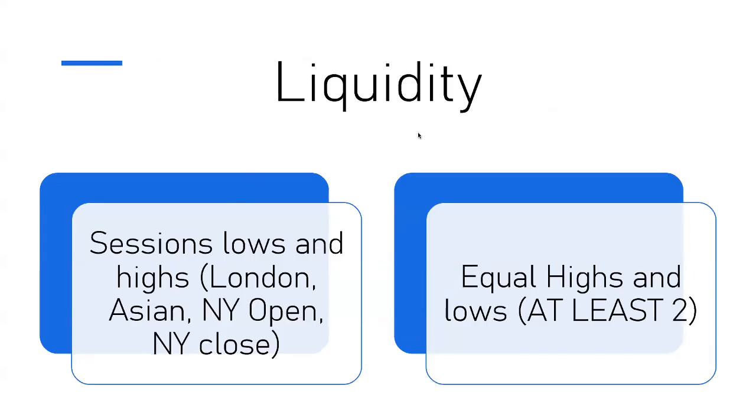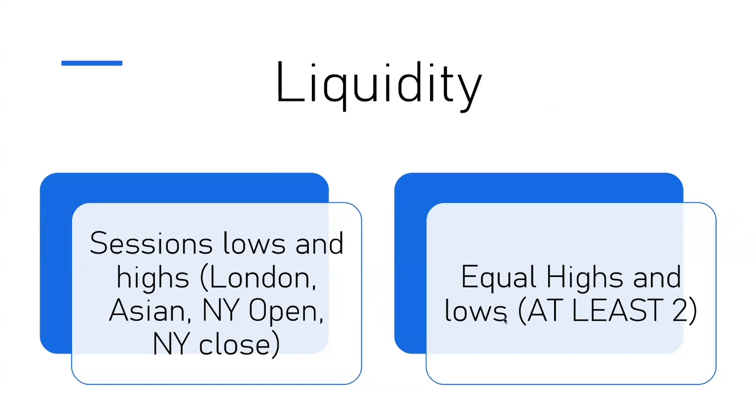But for liquidity, this is huge. A lot of traders use this, and just in different setups as well. It's a really, really good thing to understand how and why the market moves. But session lows and highs, I look at the London Open or London Asian, New York Open, New York close. London and Asian usually overlap. New York Open and close usually overlap as well.